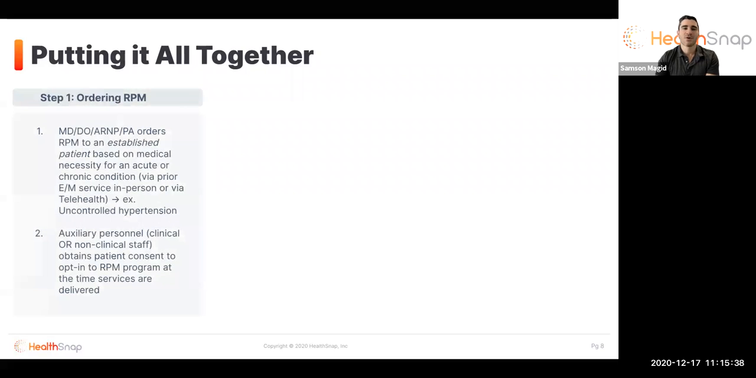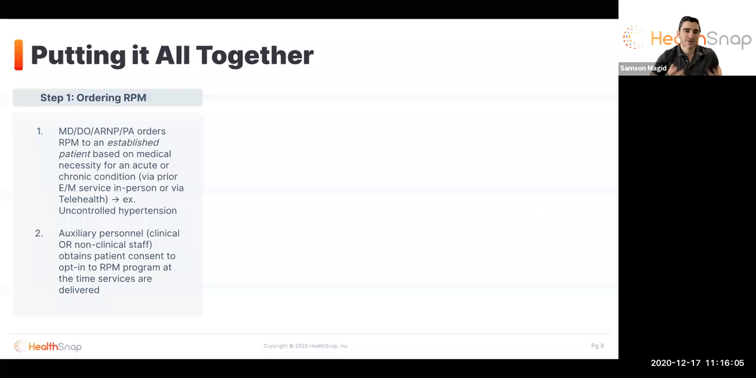Number one is ordering RPM. So again, anybody that's able to order and bill for E&M services, MD, DO, ARNP, PA, would order remote patient monitoring to an established patient based on medical necessity for an acute or chronic condition. Again, that established patient just needs to be denoted by a prior E&M service that can be done either in person or via a telehealth encounter.